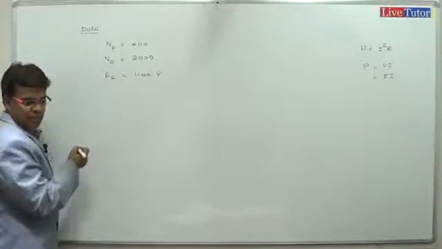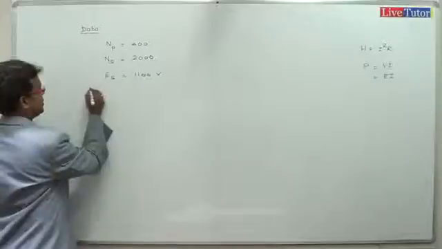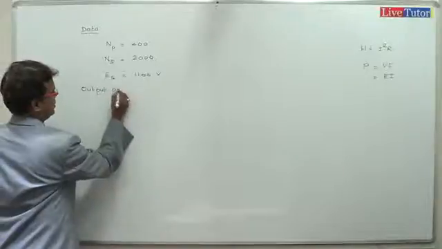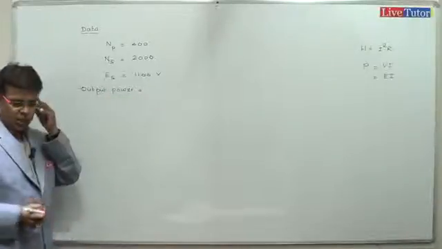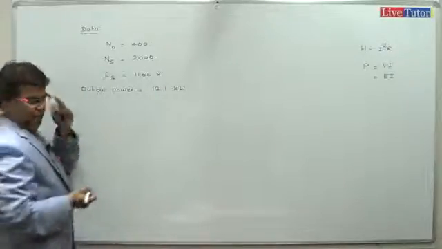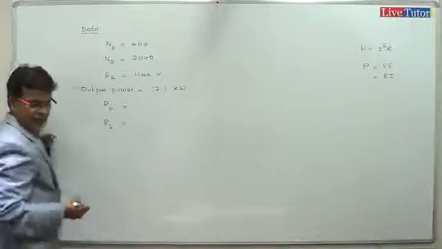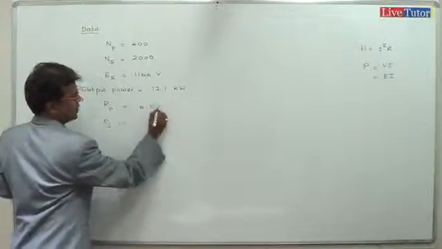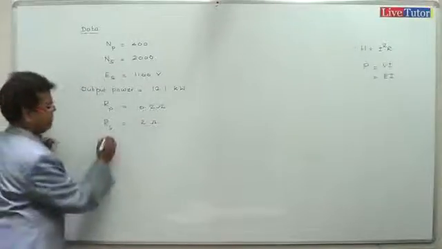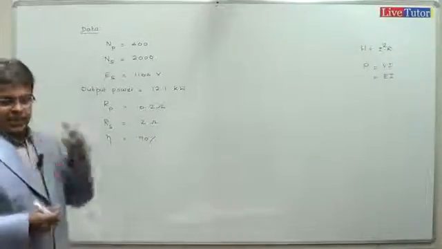Then, power output is given as 12.1 kilowatts. Resistance of the primary coil, RP, is given, and resistance of the secondary coil is also given. RP is 0.2 ohms and RS is 2 ohms. And the efficiency of the transformer, eta, is 90%. So this is the given data.